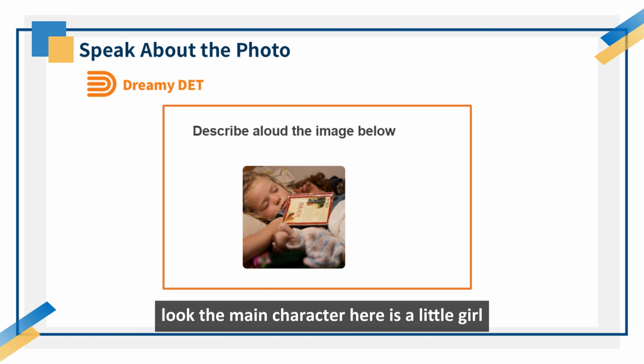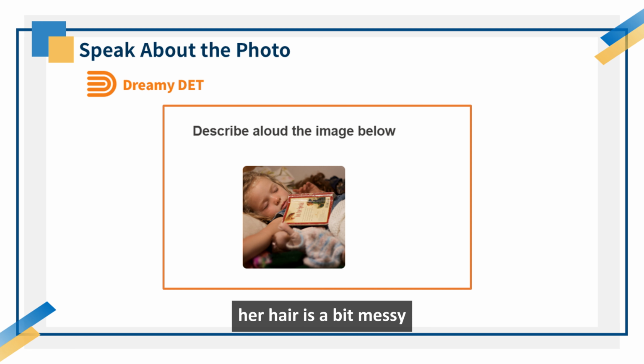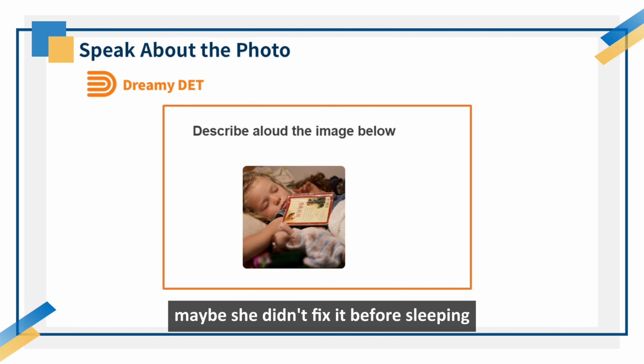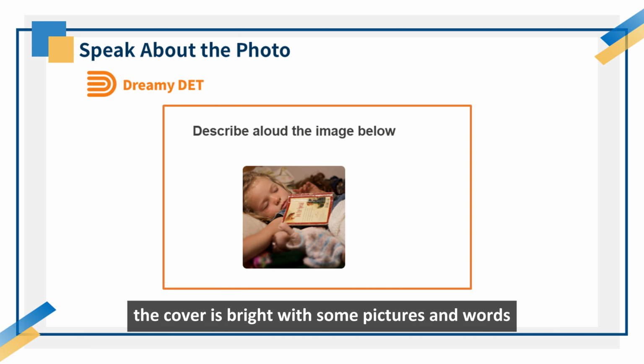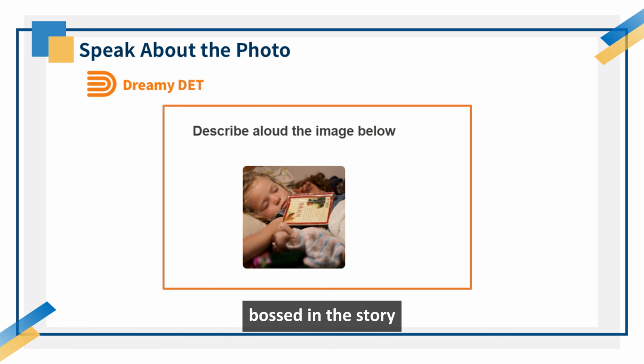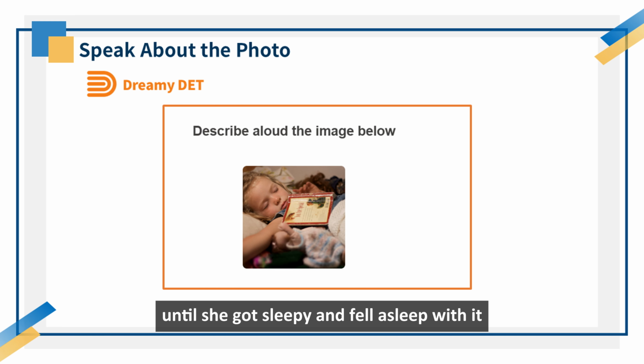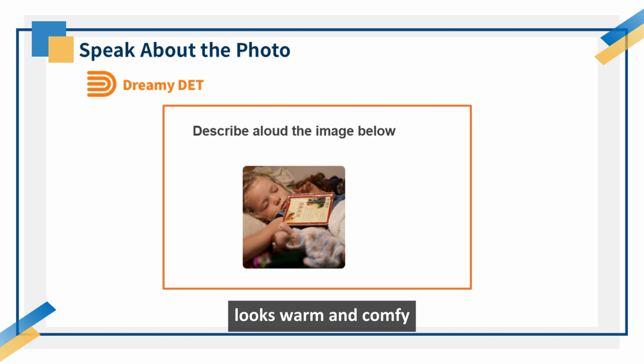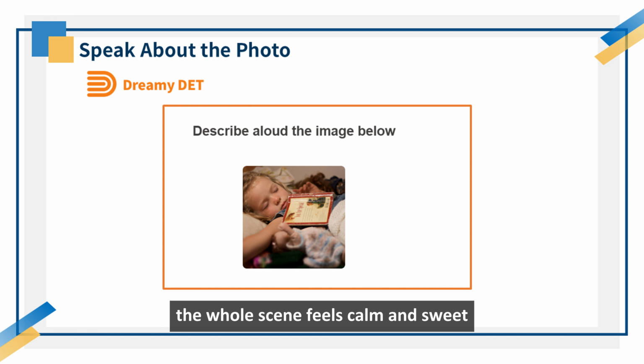Look, the main character here is a little girl. Her eyes are closed, she's fast asleep, her hair is a bit messy, just spread out. Maybe she didn't fix it before sleeping. She's hugging a small book tight. The cover is bright, with some pictures and words. Maybe before bed, she was really into the book, lost in the story until she got sleepy and fell asleep with it. One hand is gently holding a doll's hand. She's covered with a soft-looking blanket, looks warm and comfy. The whole scene feels calm and sweet. You can feel how peaceful she is.